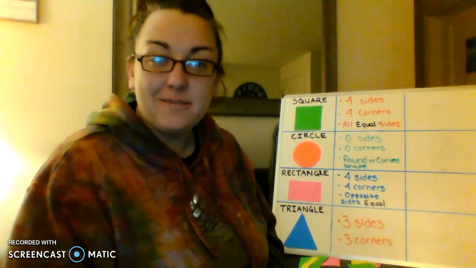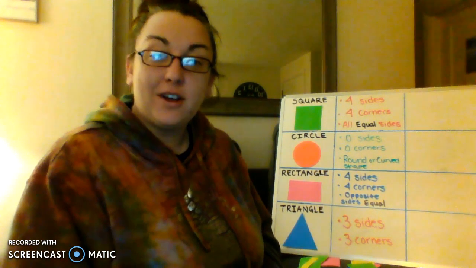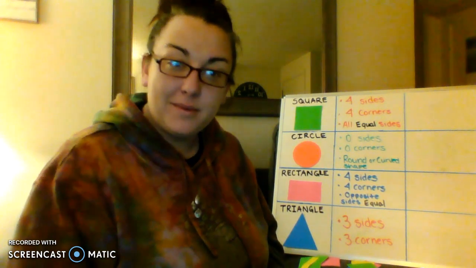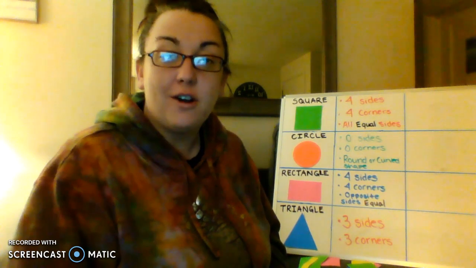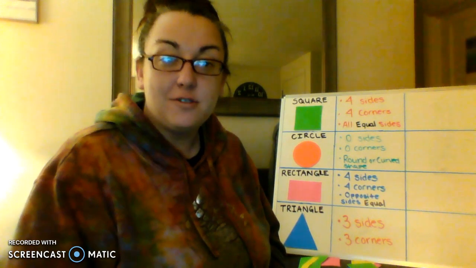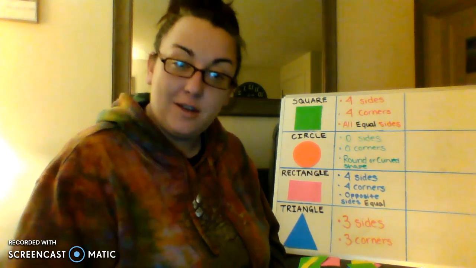Alright, last week we talked about shapes. We learned about their names and what they look like. This week we'll be talking about how we know a shape is a shape. What defines it? What we use to define shapes are called attributes, and attributes tell us exactly what the characteristics are of that shape.